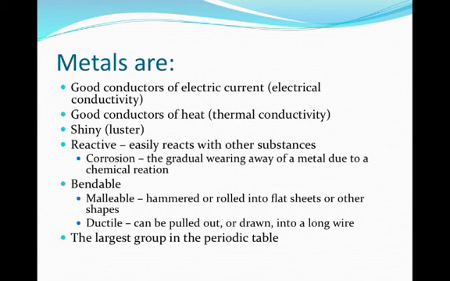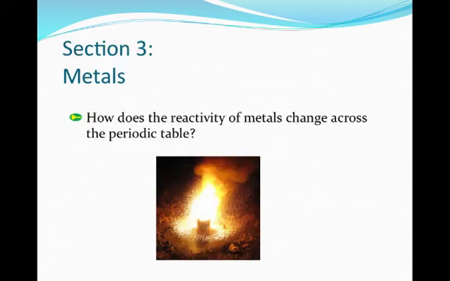They can become corrosive. Bendable, malleable, and ductile. Malleable means to be hammered out or rolled into flat sheets. Think of aluminum foil. And ductile, all of these metals can be pulled out into a thin, long wire. And they're the largest group in the periodic table.